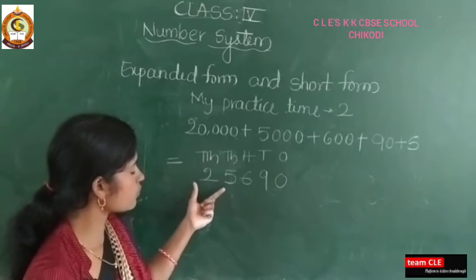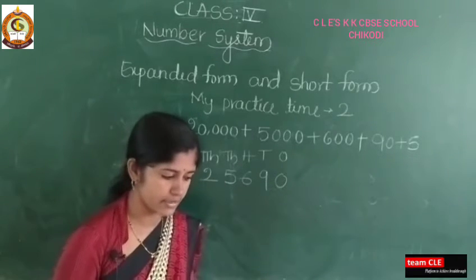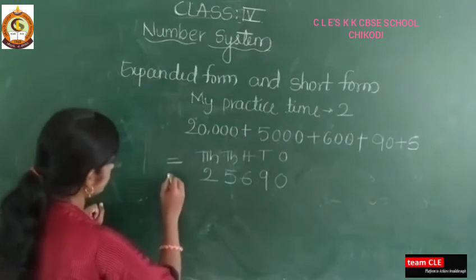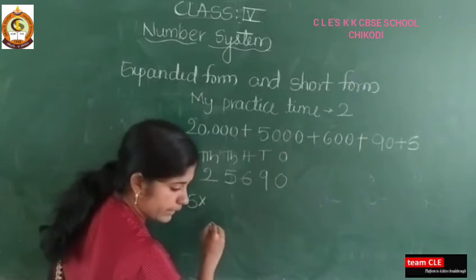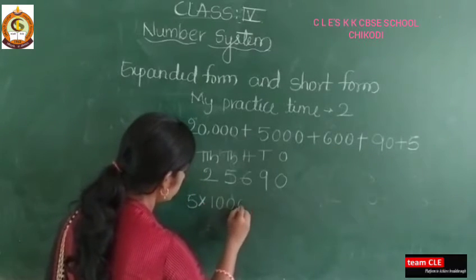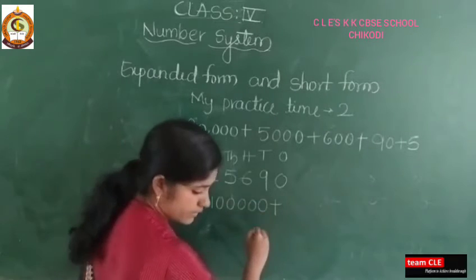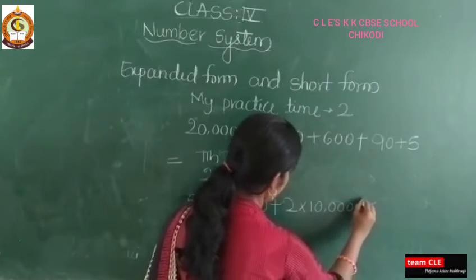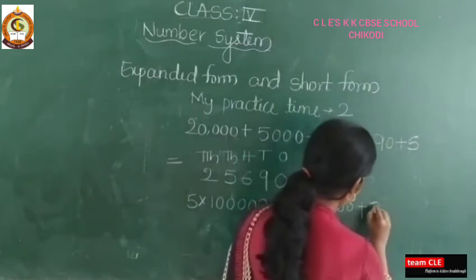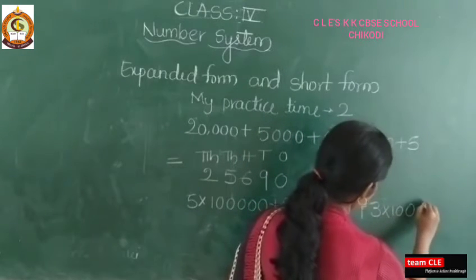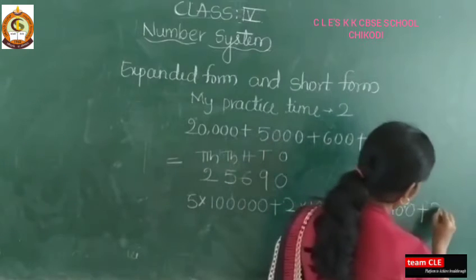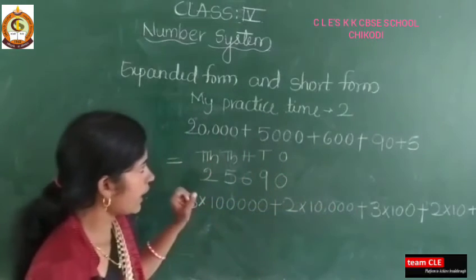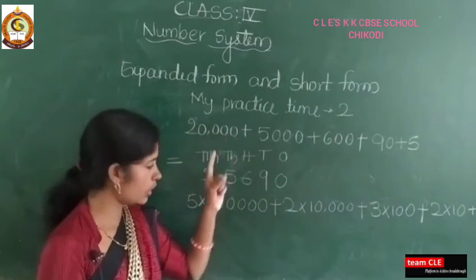So its short form is 25,690. I will take one more example, that is 5 into 1 lakh, 1, 2, 3, 4, 5 plus next 2 into 10,000, 1, 2, 3, 4 plus 2 into 1000, 3 into 100, plus next 2 into 10 plus 9 into 1. See here, we are writing the expanded form like this also and this is also.